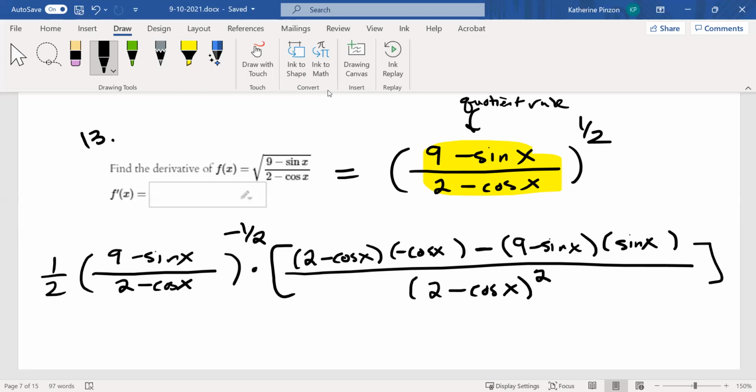I got the positive sine x by taking the derivative of negative cosine. Because the derivative of cosine is negative sine, but then I have a negative there. So negative negative makes positive sine x.